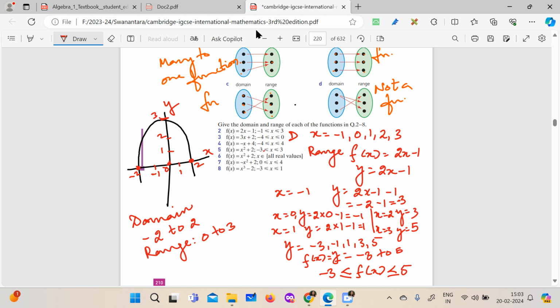Clear? So domain is nothing but the values of x which we input, and range is nothing but the values of y which we get after inputting the values of x. Clear? Okay, very good.